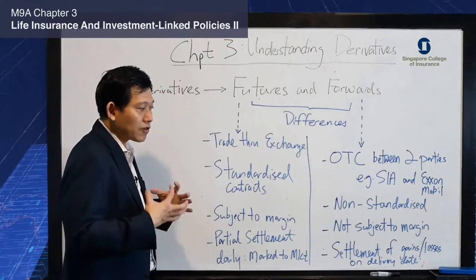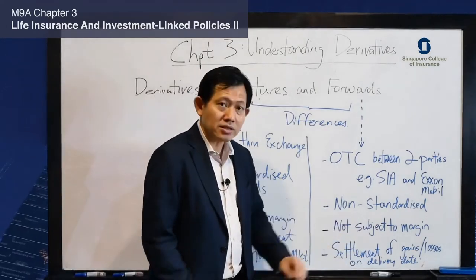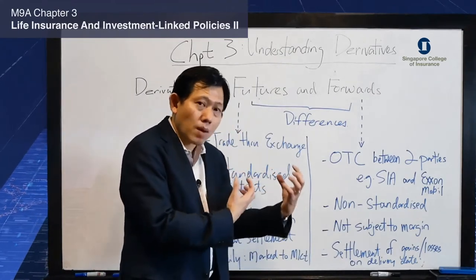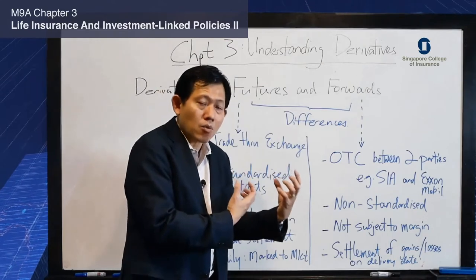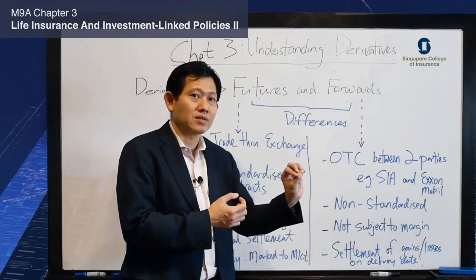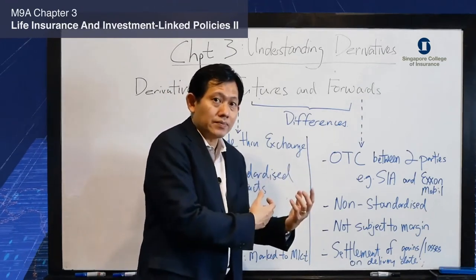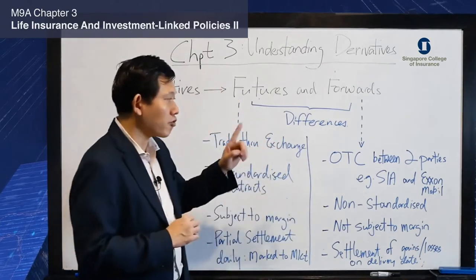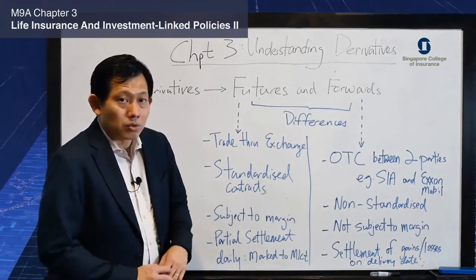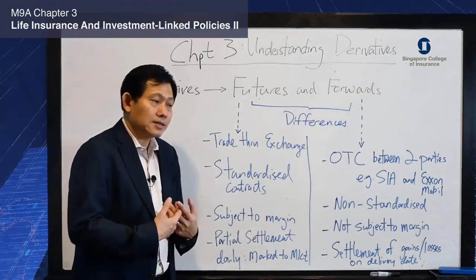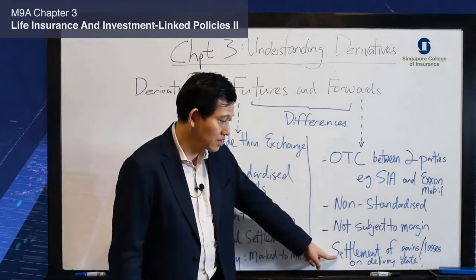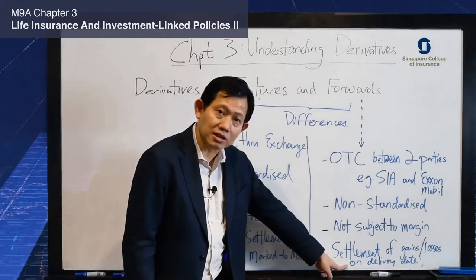Now, the trading of a forward contract is not subject to margin. Margin is a term in derivatives, meaning if the contract is $1 million, you need not come out with $1 million to establish a contract. You just have to place a margin of, say, 10%, $100,000, to trade that particular contract. However, for forwards, you do not need to have margin. No payment, no buying happens until the delivery date. The settlement of gains and losses will happen on the delivery date.